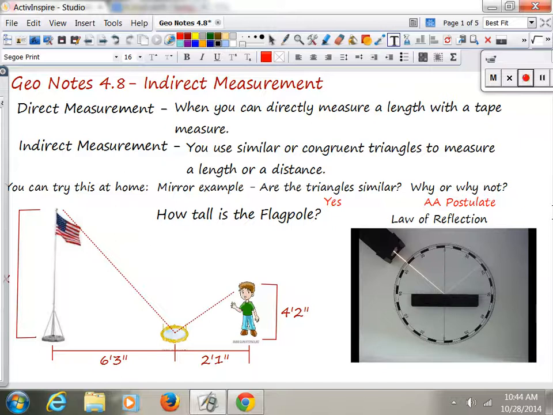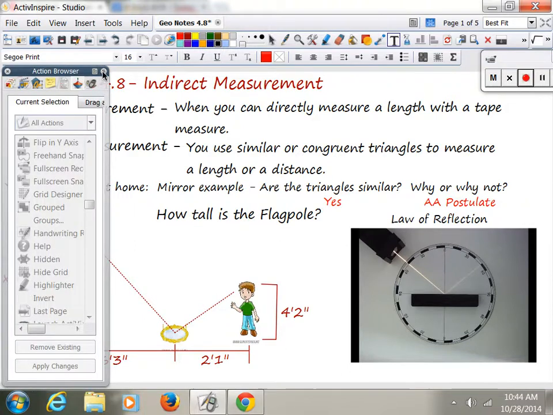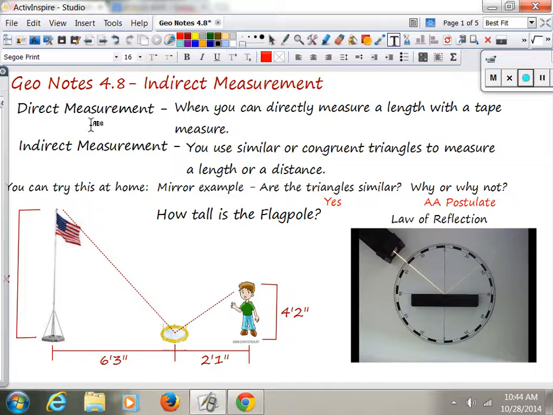So you've got the AA postulate, so they have to be similar. Now let's help this little guy find out how tall this flagpole is. That's X over here. I know you can't see that very well, but you might be able to see. Yeah, you can. So we want to find the X.